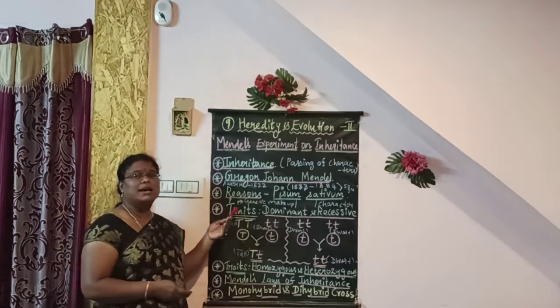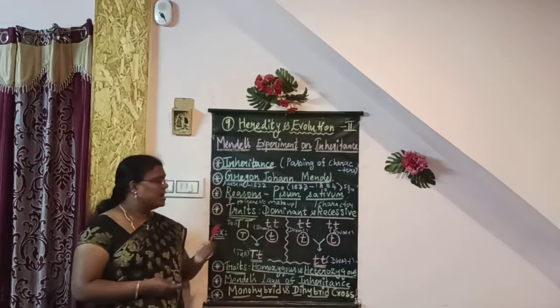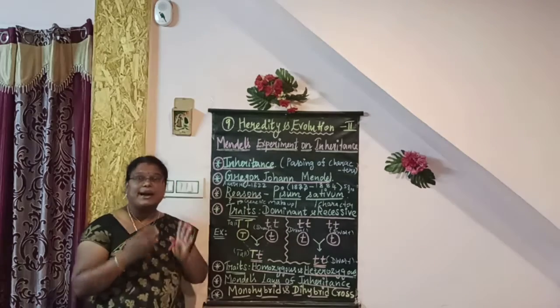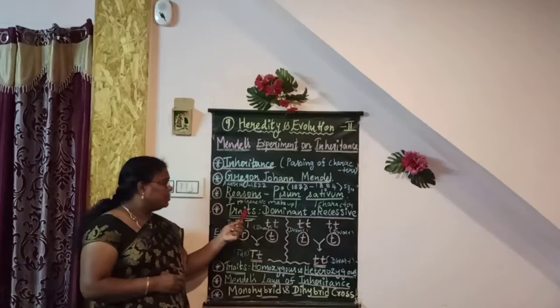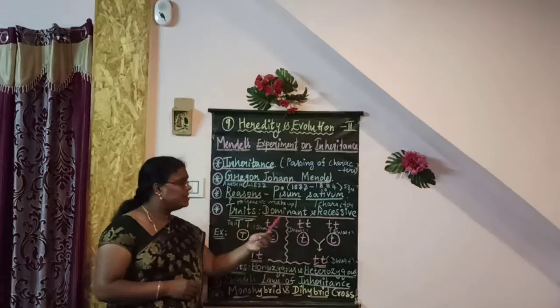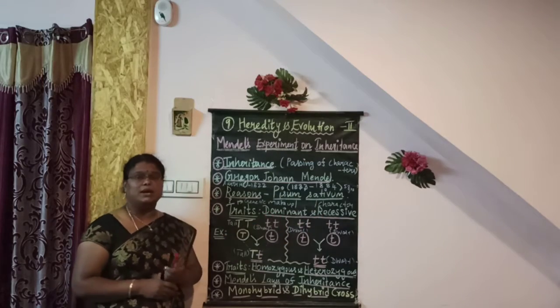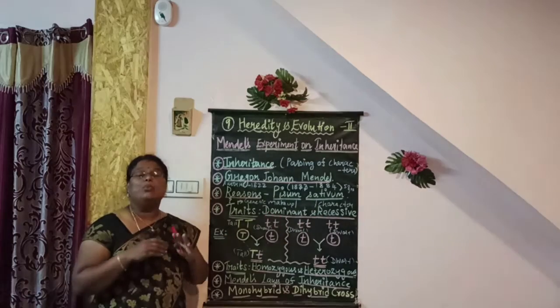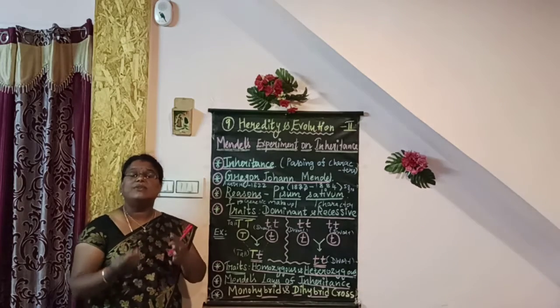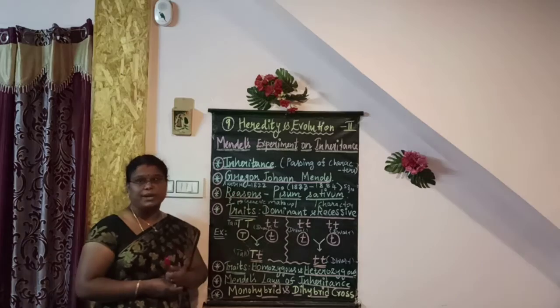And next one is traits. What are called traits? Traits are nothing but genetic makeup or a character or gene. There are two types of traits, that is dominant trait and recessive trait. What is called dominant trait? Dominant trait is nothing but that which expresses exclusively in first generation, that is called dominant trait.